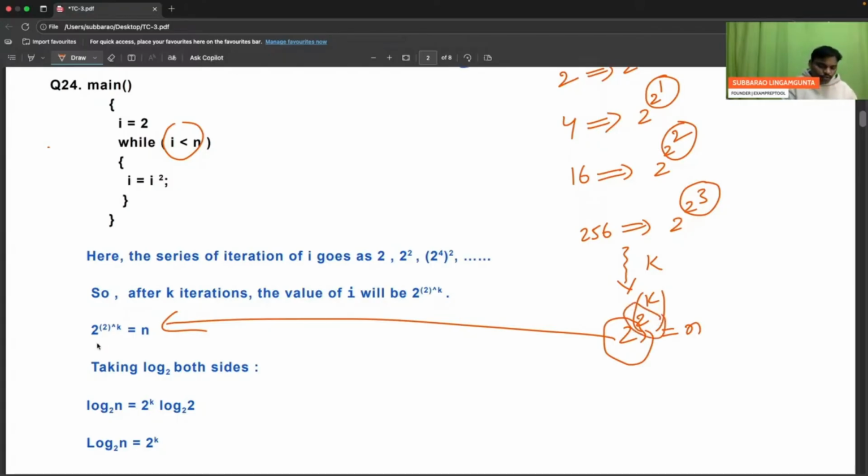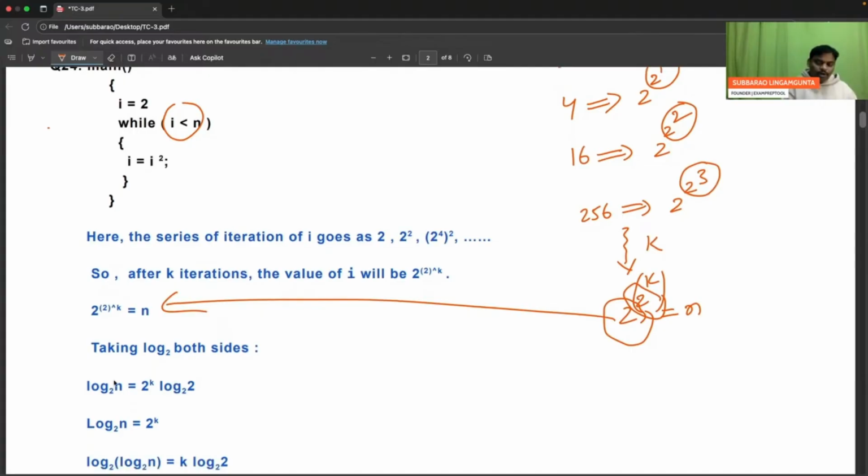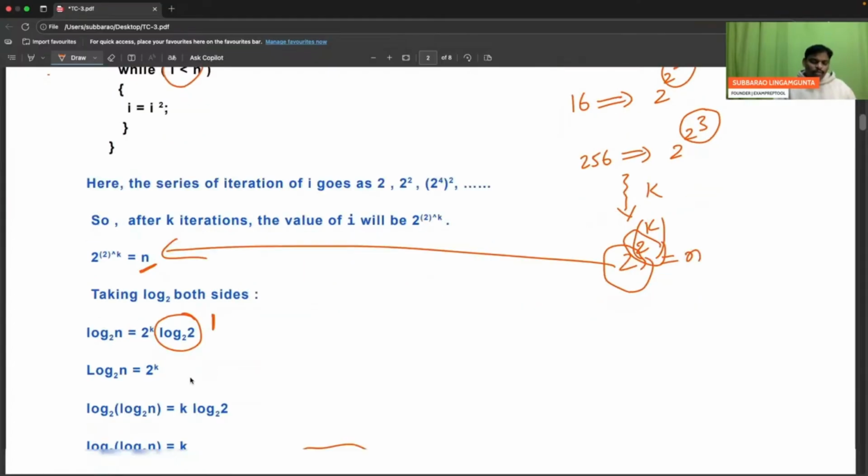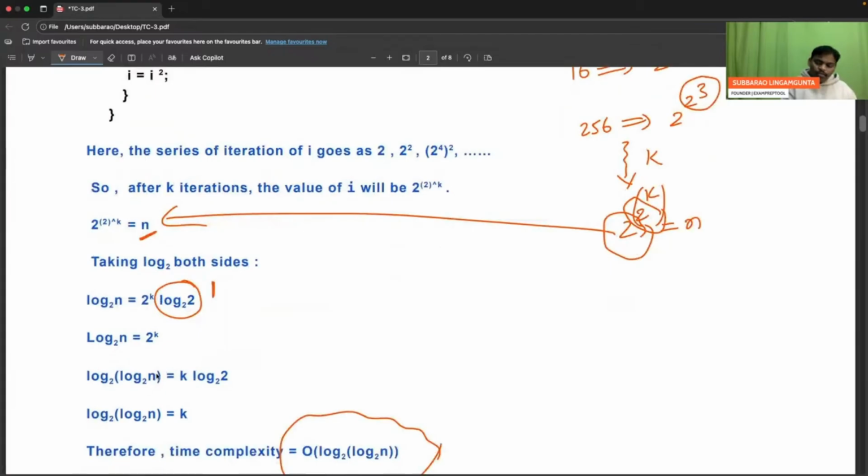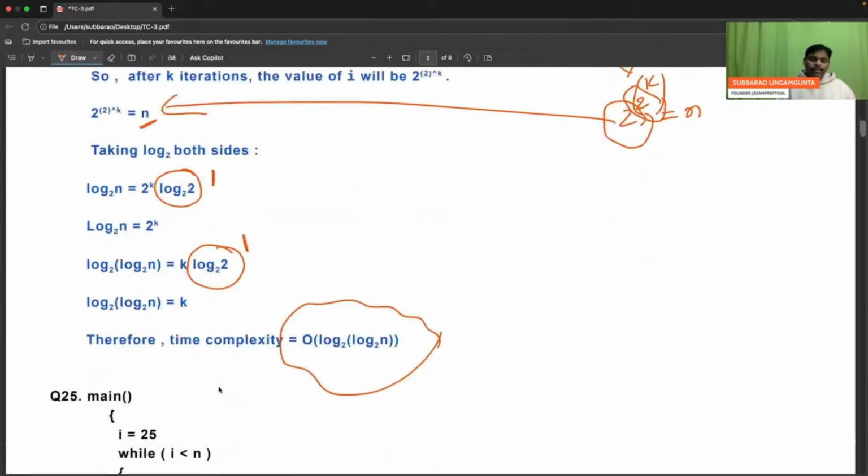See this one, 2 power k is equal to n. If you apply log base 2 one time, on the right side it became log n base 2. Left side is 2 power k into log 2 base 2, which is 1. If you apply one more time, right side log of log n base 2, left side k into log 2 base 2 became 1. Finally, k is log log n base 2.